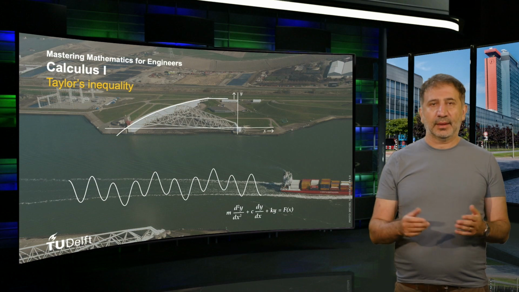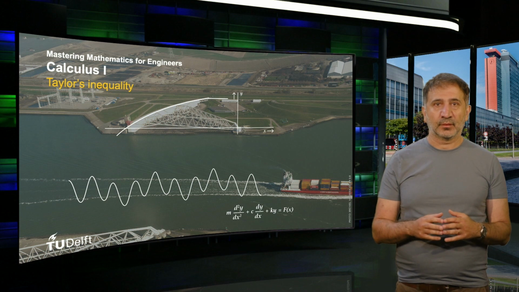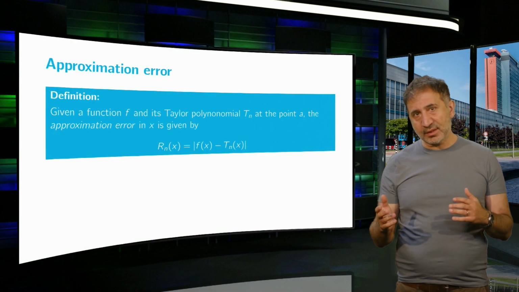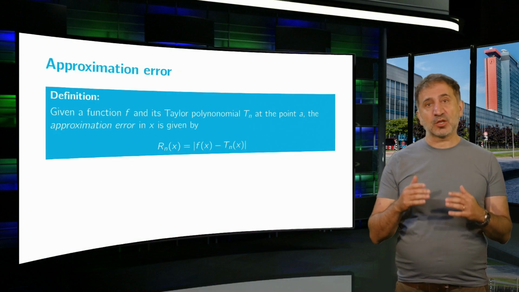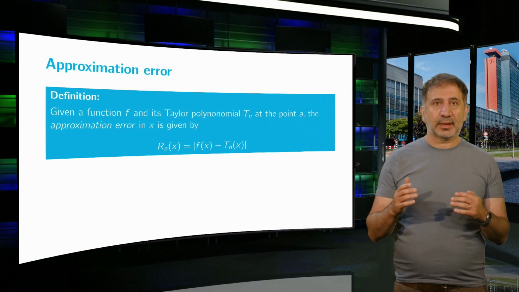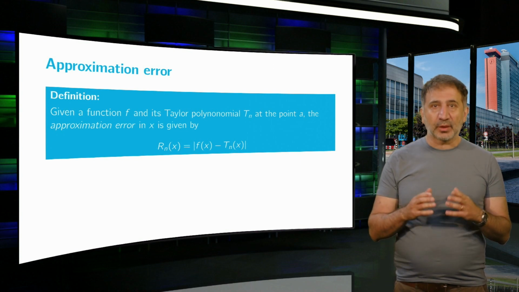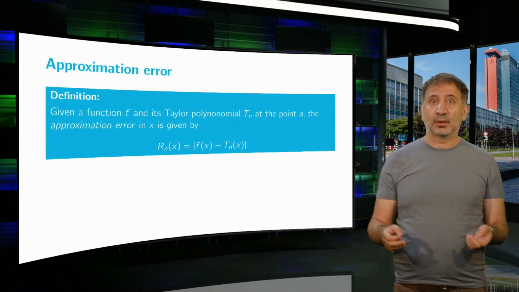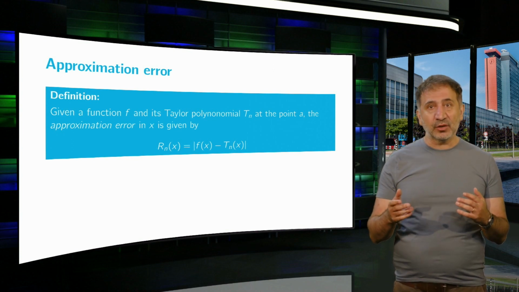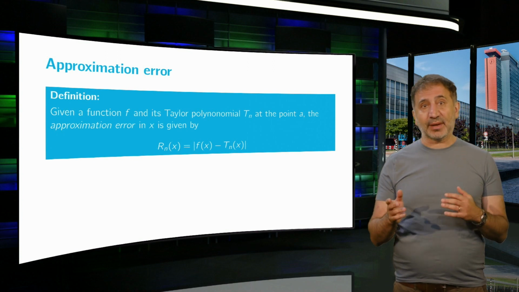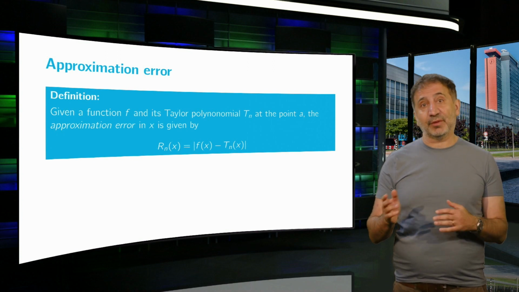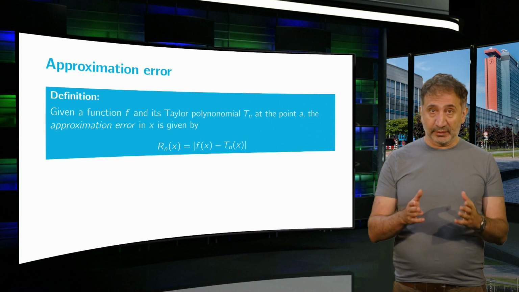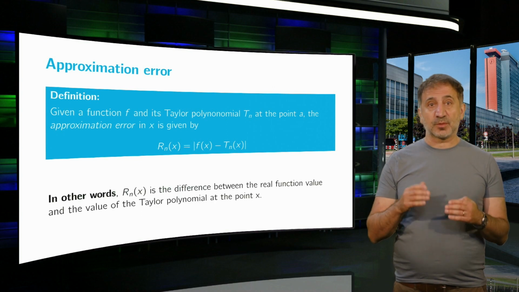In this video, we will look at Taylor's inequality. We are given a function f of x and a Taylor polynomial T_n of x at the point a. We are interested in the approximation error of the approximation, that is, the absolute value of the difference between f of x and T_n of x. We will denote this error by R_n of x.